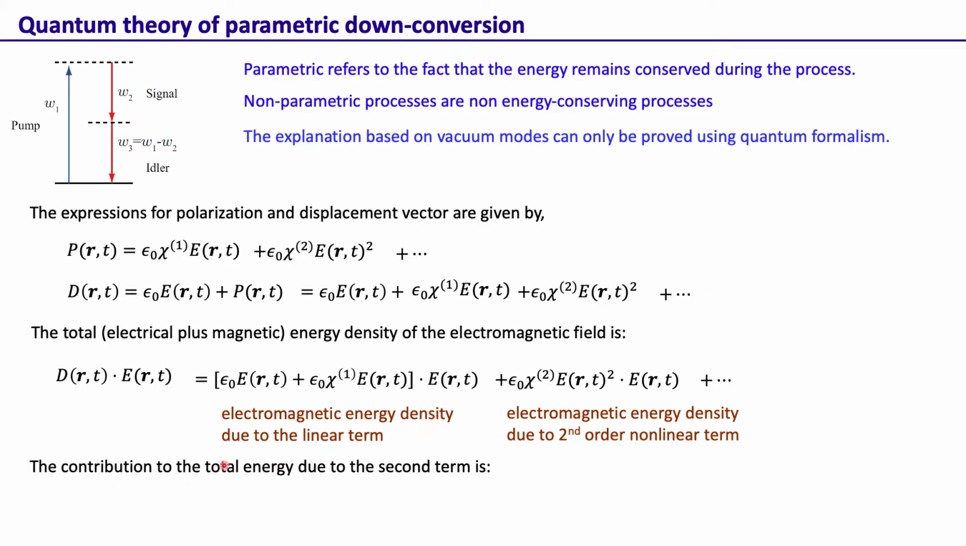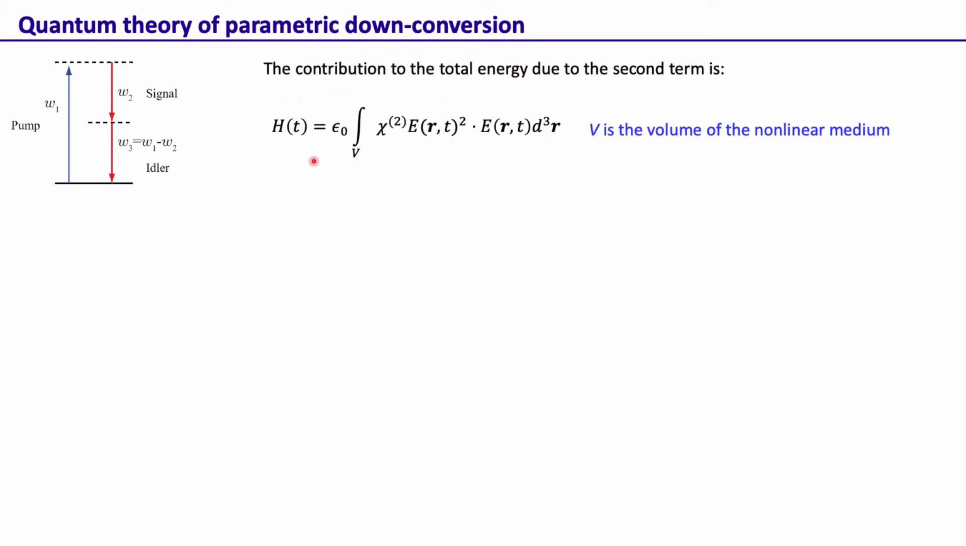So now the total energy due to the second term, we can write by just integrating this energy density over the volume, and the volume here would be the nonlinear medium, whatever the medium is over there. So this is the contribution to the total electromagnetic energy due to the second order term. Okay, so now that we have this contribution to the total energy, we will try to derive the Hamiltonian from here.